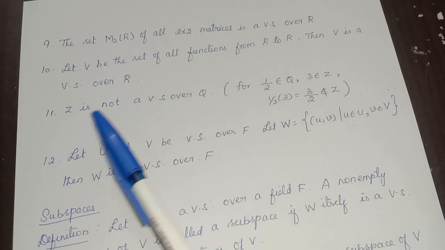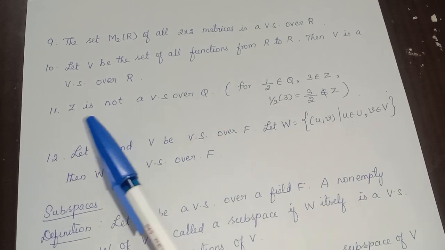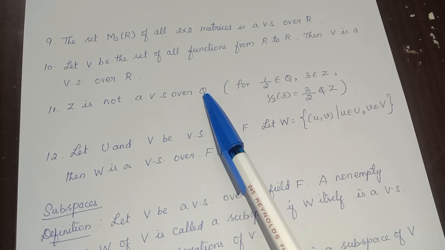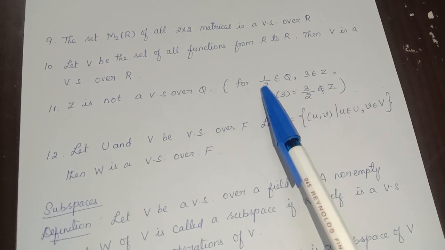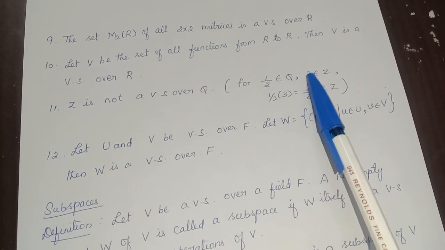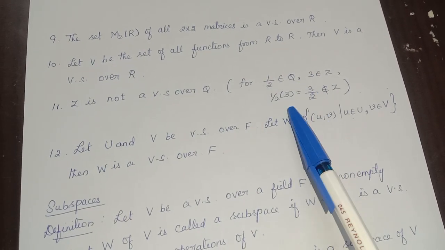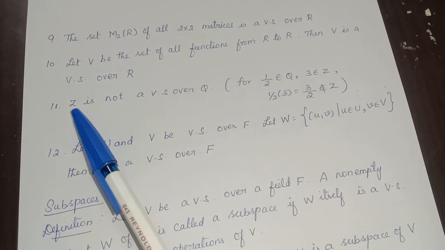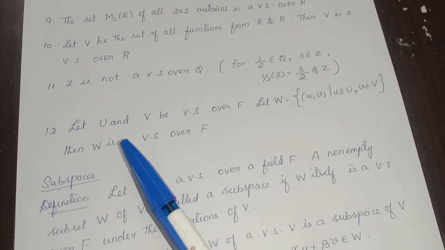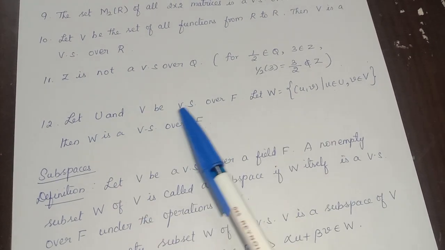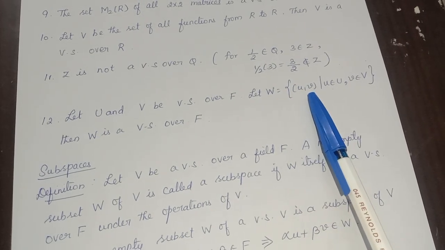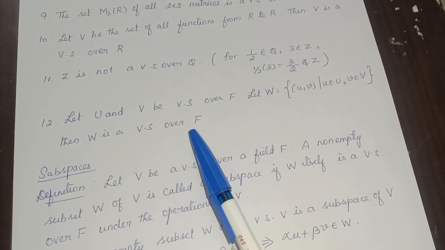Then another one is Z is not a vector space over Q, for the same reason. If you take any scalar here, any rational number, for example 1/2 as a scalar, and here in Z you take 3 as a vector, what is 1/2 into 3? It is 3/2, which is 1.5, and that doesn't belong to Z. So Z is not a vector space over Q. Then if U and V are vector spaces over F, then W equal to the ordered pairs (U, V) is also a vector space over F.